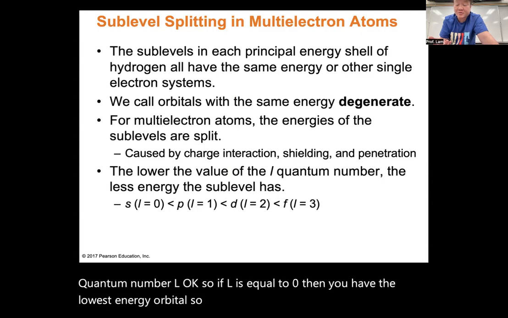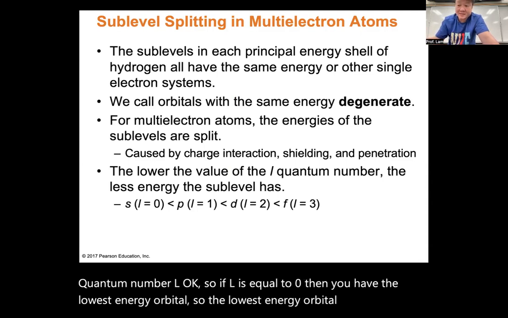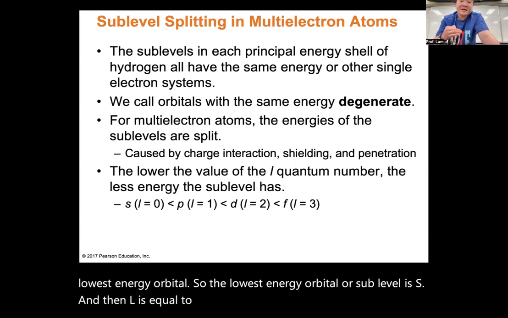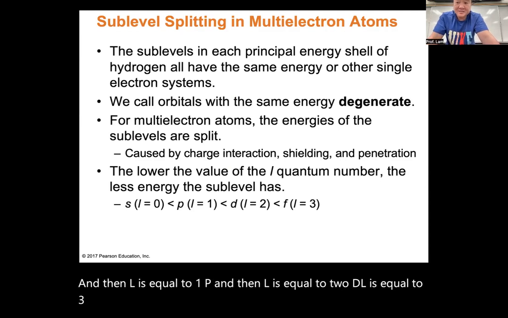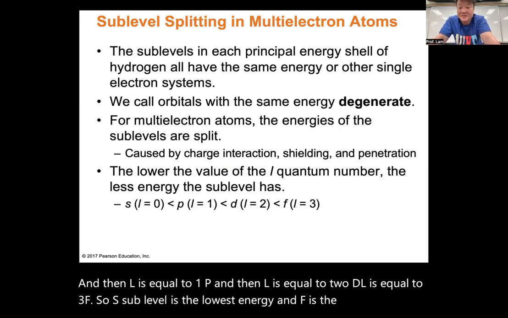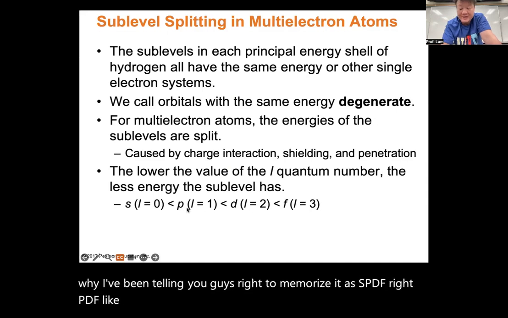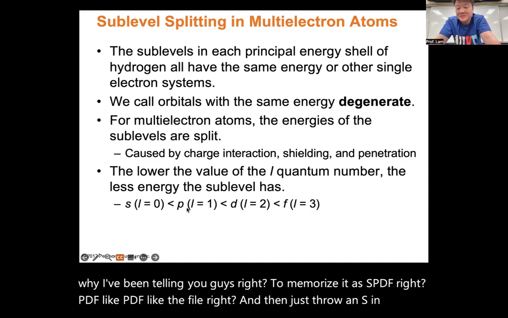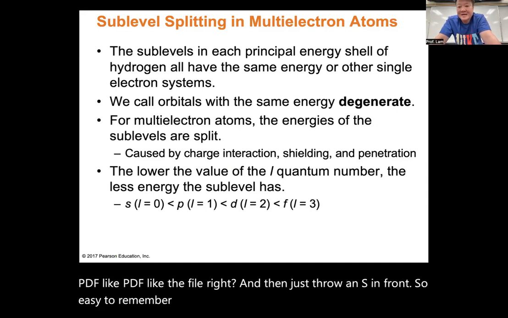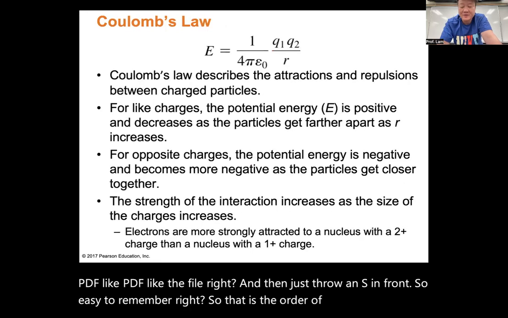So the lowest energy orbital or sublevel is S. And then L is equal to 1, P. And then L is equal to 2, D. L is equal to 3, F. So S sublevel is the lowest in energy, and F is the highest. That's why I've been telling you guys to memorize it as SPDF, right? PDF like the file, and then just throw an S in front. So easy to remember, right? So that is the order of energy for those sublevels.